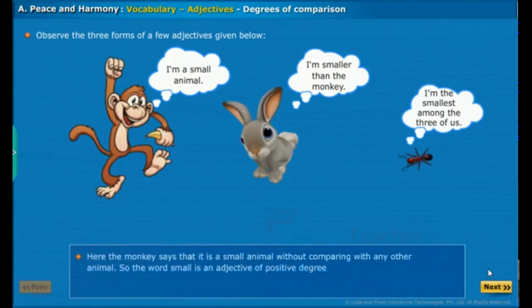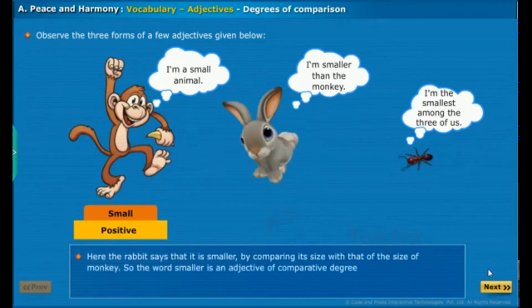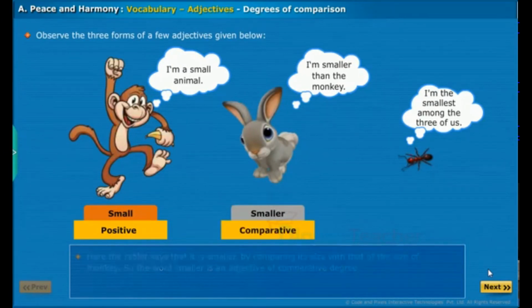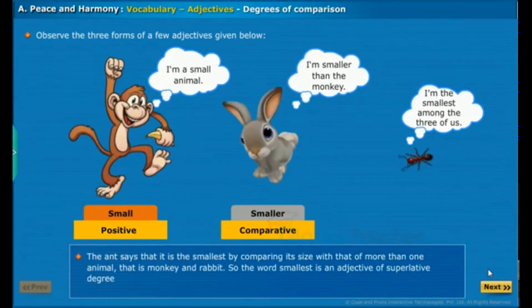Here, the monkey says that it is a small animal without comparing with any other animal. So, the word small is an adjective of positive degree. Here, the rabbit says that it is smaller by comparing its size with that of the size of monkey. So, the word smaller is an adjective of comparative degree. The ant says that it is the smallest by comparing its size with that of more than one animal, that is monkey and rabbit. So, the word smallest is an adjective of superlative degree.